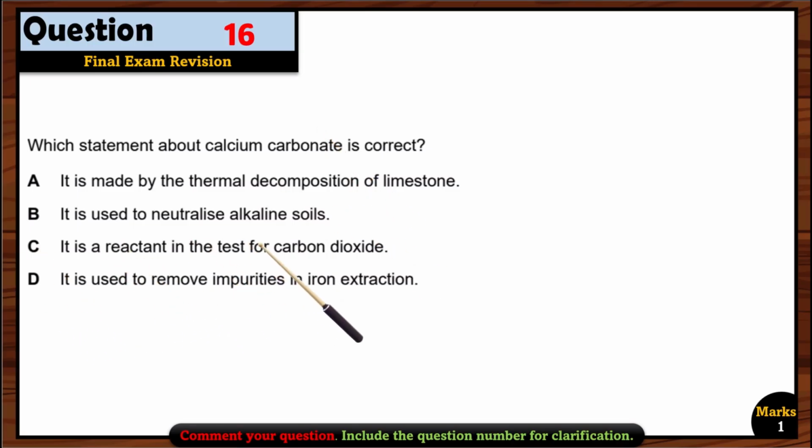It is a reactant in the test for carbon dioxide. Wrong, calcium carbonate is not used as a reactant. Actually, aqueous calcium hydroxide, or we can say lime water, is used for the test of carbon dioxide. Option D, it is used to remove impurities in iron extraction. Yes, that's right. In chapter 16, you can find that we use calcium carbonate in the iron extraction method. So option D is correct over here.